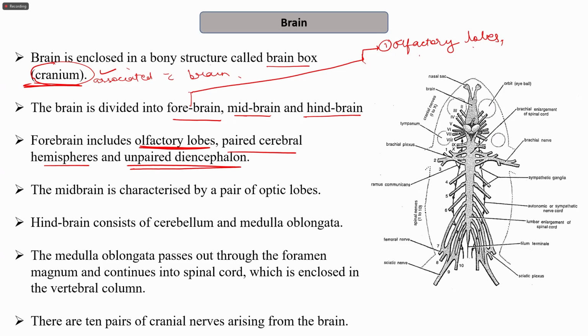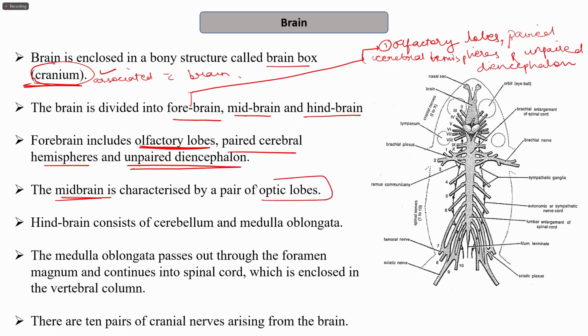So the forebrain mainly consists of olfactory lobes, paired cerebral hemispheres and unpaired diencephalon. The midbrain is characterized by a pair of optic lobes. So the olfactory lobes are present in the forebrain, in the midbrain we have the optic lobes, and in the hindbrain we have the cerebellum and medulla oblongata.